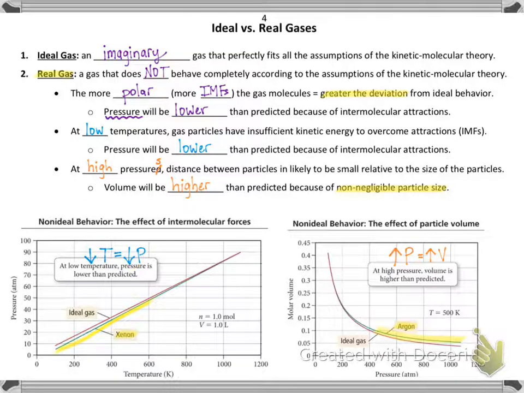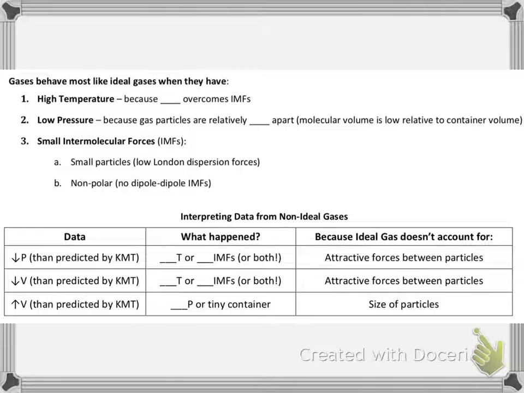So let's talk about when gases behave most ideally. Well, they're going to behave most ideally at high temperature because the kinetic energy overcomes the IMFs. And they're also going to behave ideally at low pressures because the gas particles are relatively far apart. And of course, they'll behave ideally when they have relatively low IMFs because they're not going to be attracted to each other. So that means you're looking for things that are small particles and non-polar.